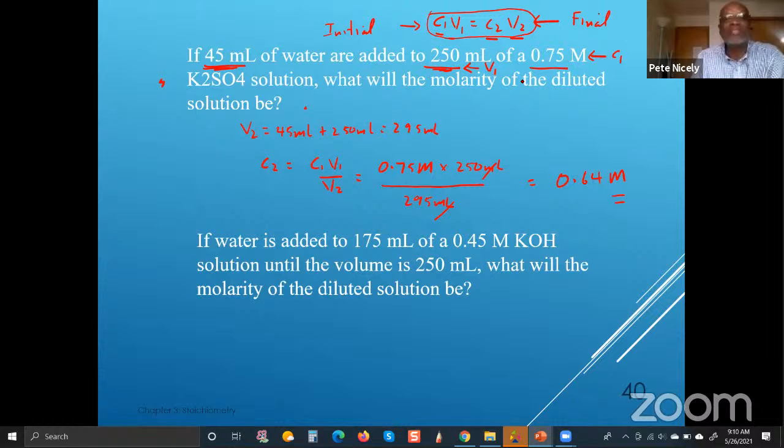And the reason why I mentioned that is because in some problems, you may be given, let's say, the volume for V1 in liters, and for V2, it may be given in milliliters. In that instance, what you'd have to do is either convert the liter value to the milliliter value, or vice versa, and then you plug the numbers into the formula and then do your subsequent calculation, all right? So that's something that you need to be aware of. Okay, any questions about the first example? Any questions?